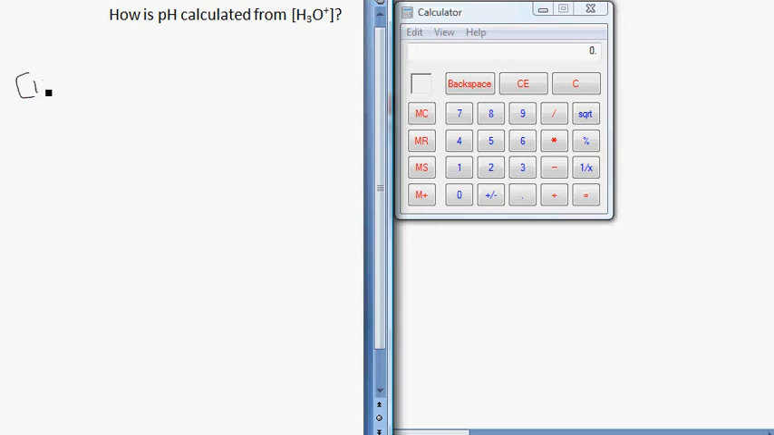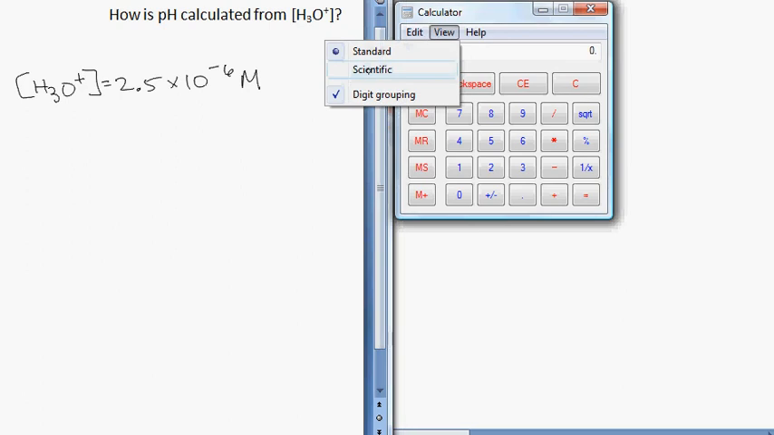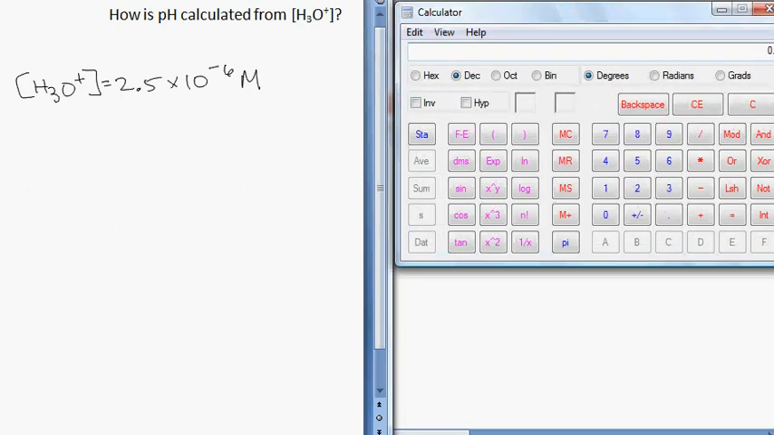We are given hydronium ion concentration to be 2.5 times 10 to the minus 6th molar. You can use the calculator on your computer, but first you must turn it into the scientific view. Now you can see you have the log button. You also have an exponent button.